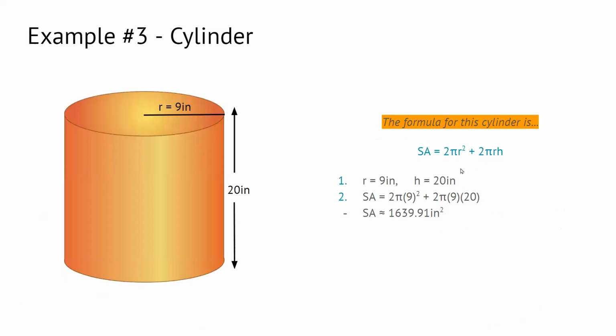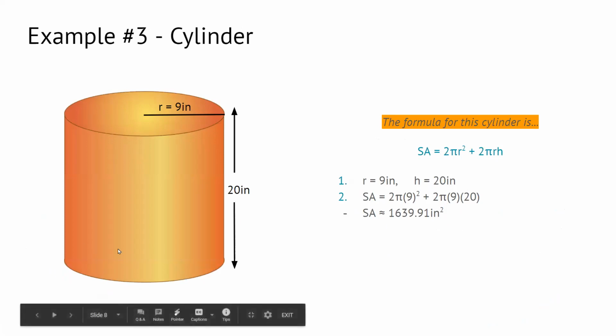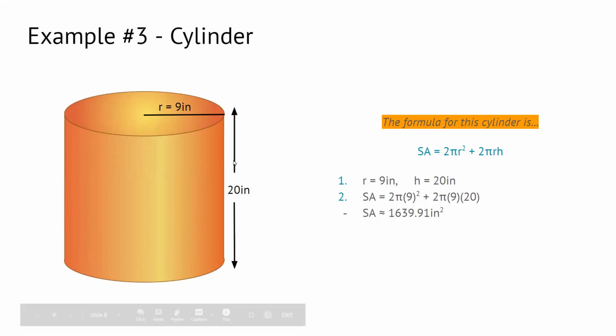Okay, so let's look at the formula for this cylinder. It's 2 pi r squared plus 2 pi r height. We know this because for one of the circles, the formula is pi r squared, right? And then we have 2 of the circles, so that's 2 pi r squared. Then the surface area of the part that wraps around is represented by 2 pi r times height.